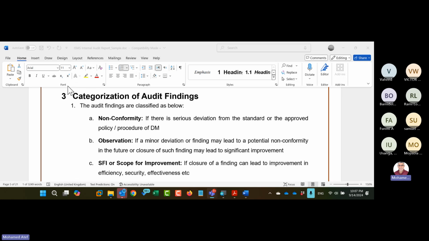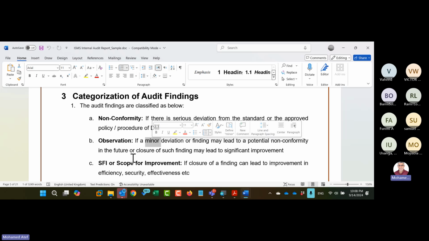So a non-conformity is a serious deviation from the standard. Then we have an observation. An observation could be something that is a minor deviation from the standard. For example, you have an asset list, however, it doesn't have a document control. So you don't know who created the asset list or who approved it, for example.